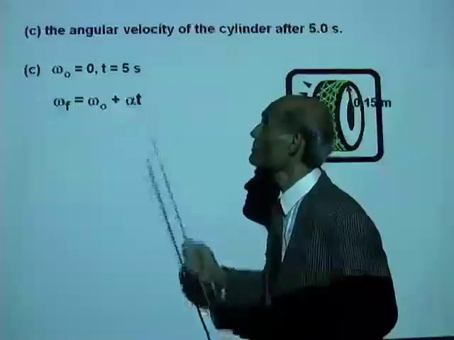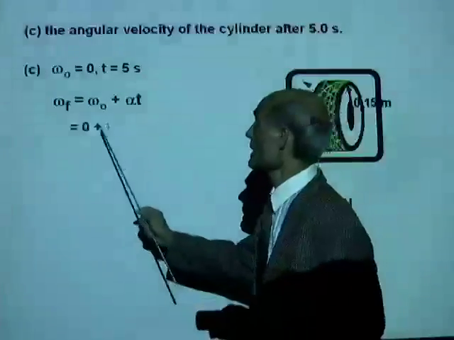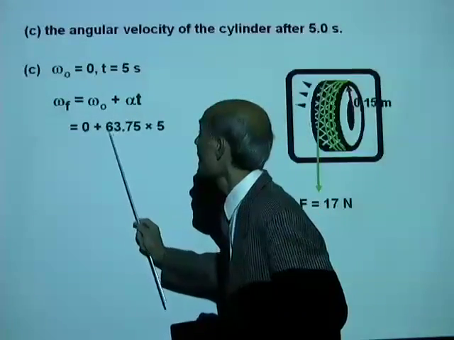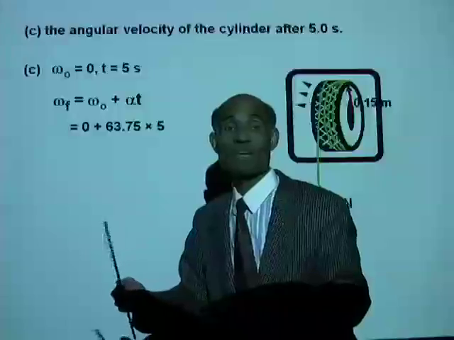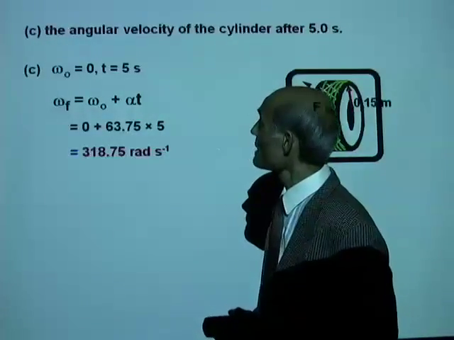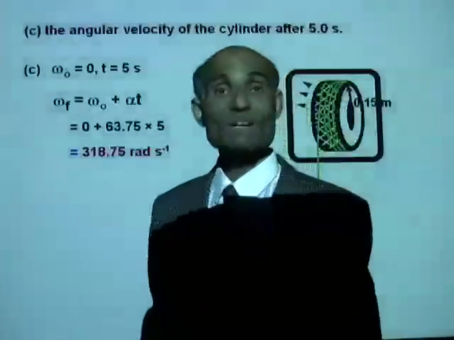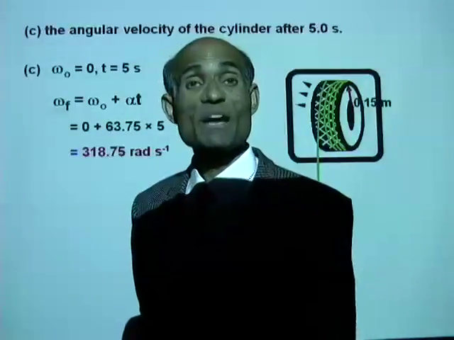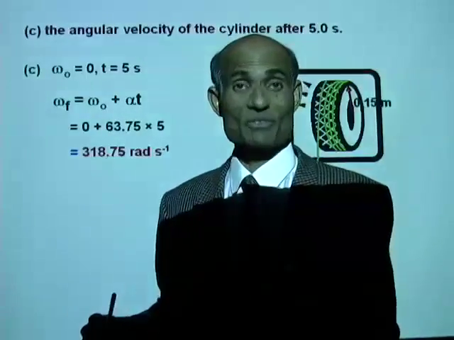Omega f equal to omega 0 plus alpha t. That will be 0 plus alpha we calculated, 63.75 radian per second squared, times 5. That is 318.75 radian per second. And that is the angular velocity of the disk after 5 seconds.